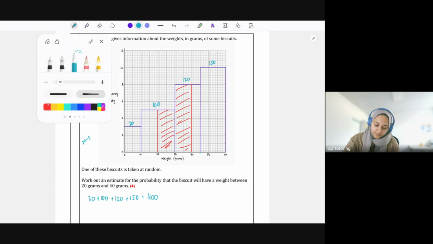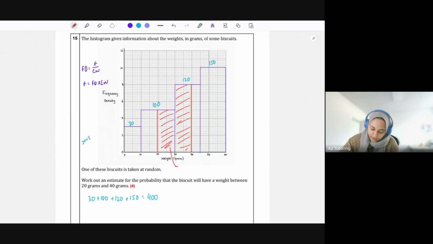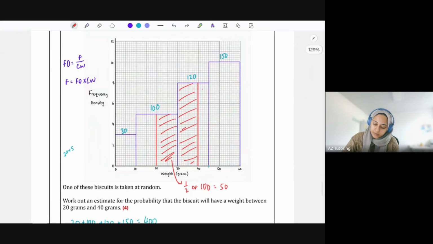Let me do this in red. So this part here is half of 100, which is just 50, because it's exactly half of that bar, so that's 50. And this red bar here, we can see it's 2/3. So you can see 1, 2, 3 bars, and 2 of the bars are colored of that. So it's this bar here, the red one, is 2/3 of 120.